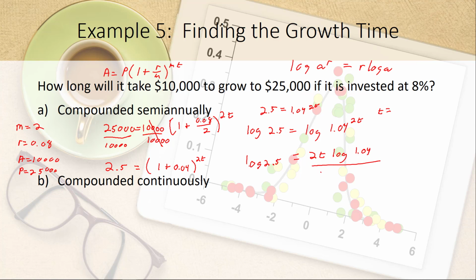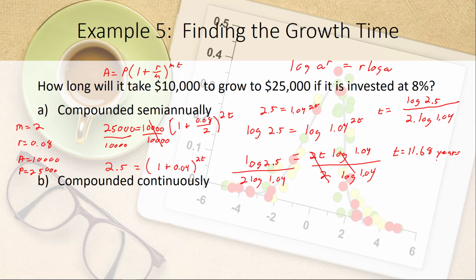We're going to divide both sides by 2 times the log of 1.04. The 2's cancel, the logs cancel, we're left with t, and that's going to be equal to the log of 2.5 divided by 2 times the common log of 1.04, and that will give us a value for t of 11.68 years. So t will be equal to 11.68 years.